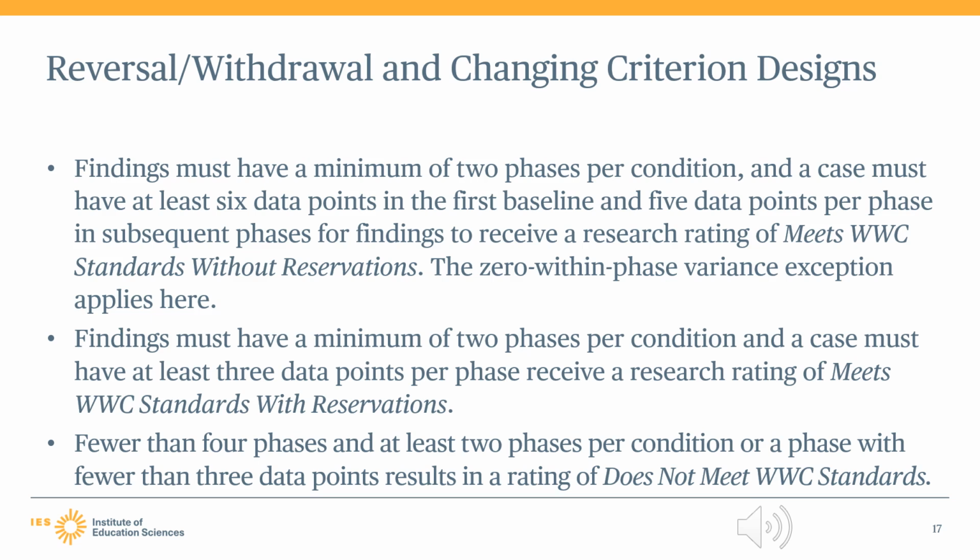In practice, this means that the minimum number of phases a reversal withdrawal design must have to meet WWC standards at any level is 4, 2 each for the baseline and intervention conditions. For reversal withdrawal designs that have at least 2 phases per condition, the highest research rating the finding will be eligible for depends upon the number of data points per phase.